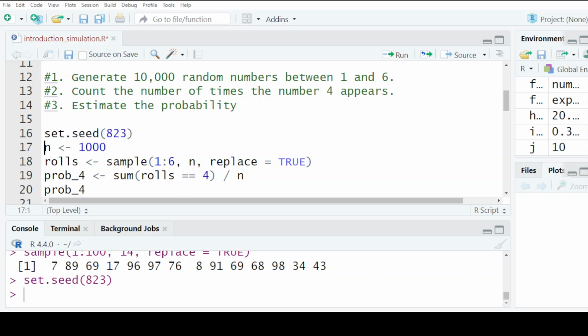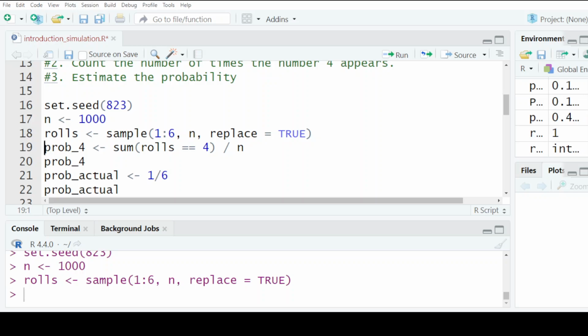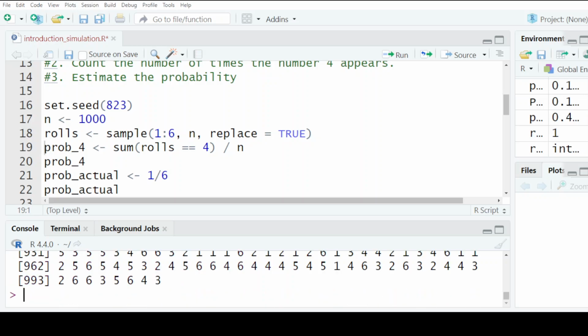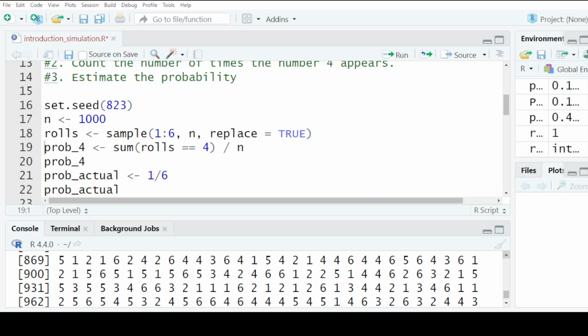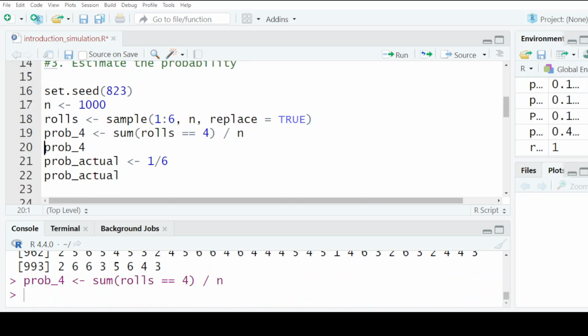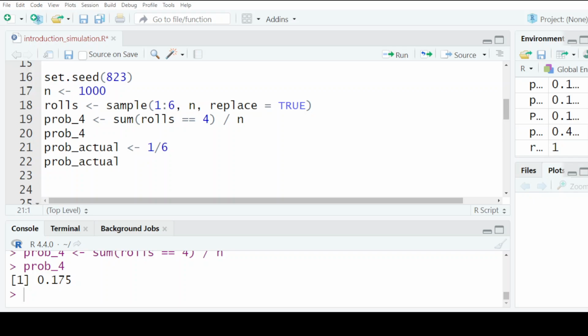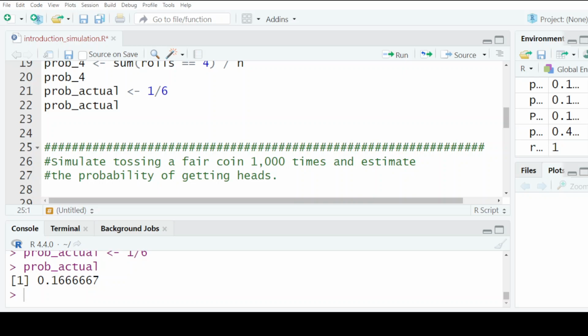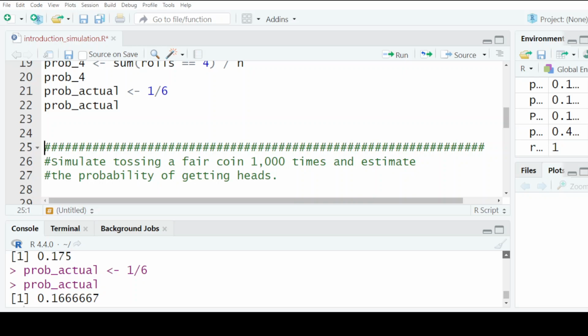If I look at the number of rolls that I've done, you can see that they are between 1 and 6, and there are 4s. The second line here is where I sum all the numbers that are 4 and then divide by n, and it tells me that I have a 0.175 chance of picking a 4. But in actual value, because there are 6 numbers, the probability of picking a 4 should be 0.166.